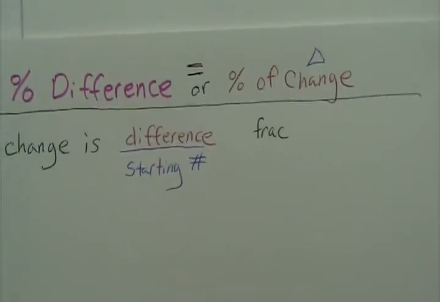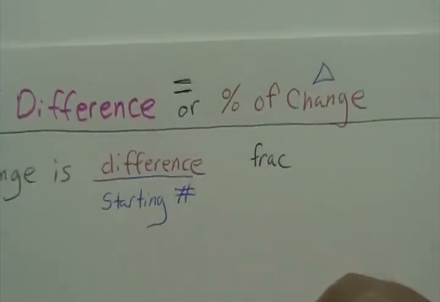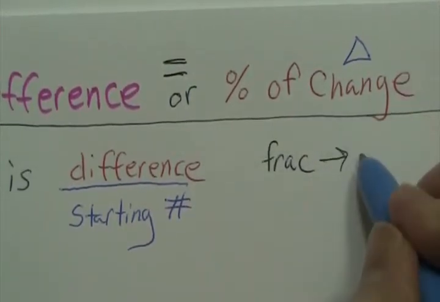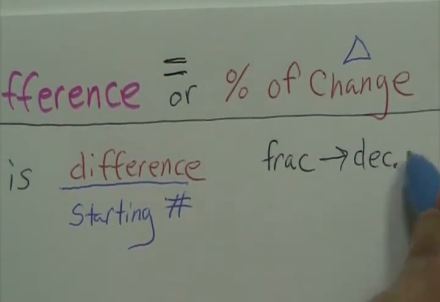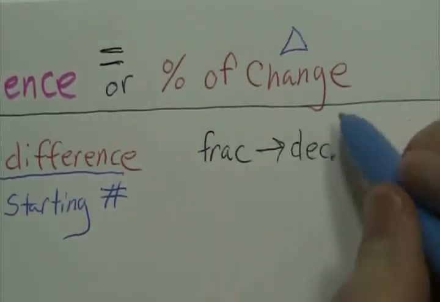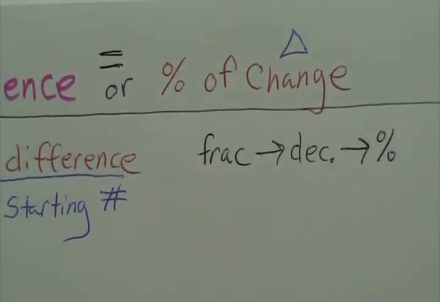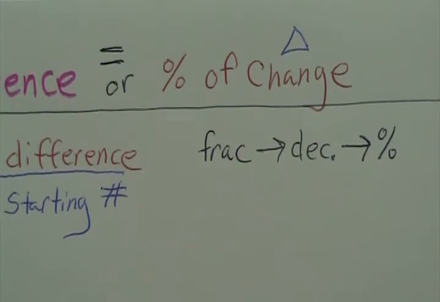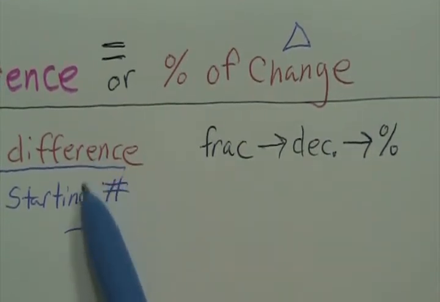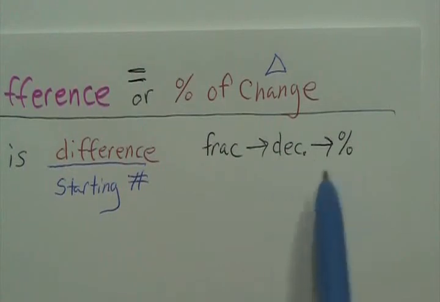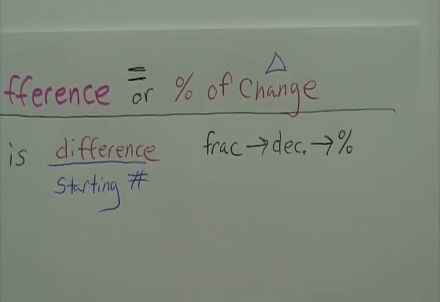Okay, hopefully you have room for this, but we're basically just making this into a fraction. Then after we make it a fraction, we change it into a decimal. And then after we change it to a decimal, we change it to a percent. Now that sounds complicated, but when you're using a calculator, it's really easy. So we're going from a fraction, and then we're going to divide it to make it a decimal, and then a percent. Okay, so let's give a few examples.